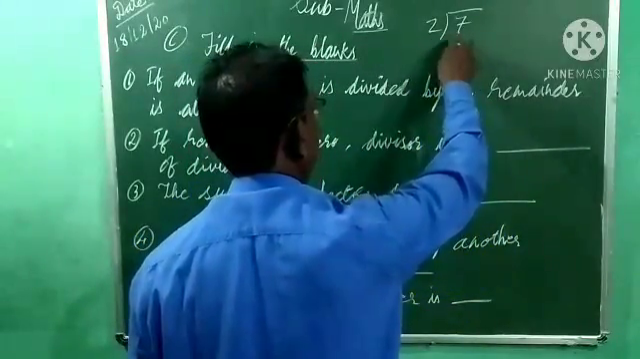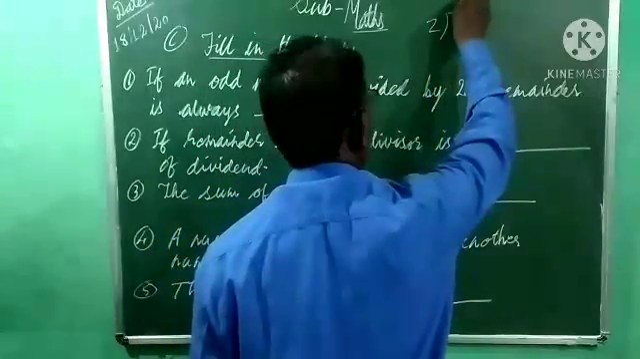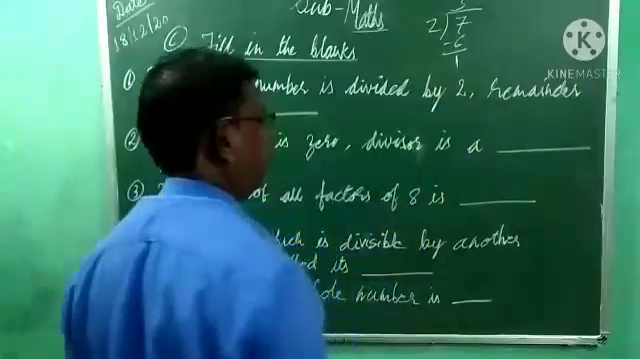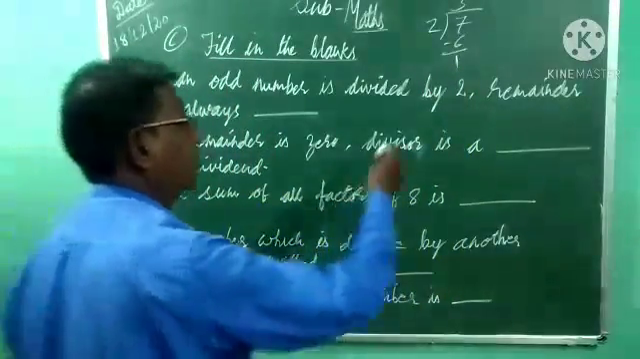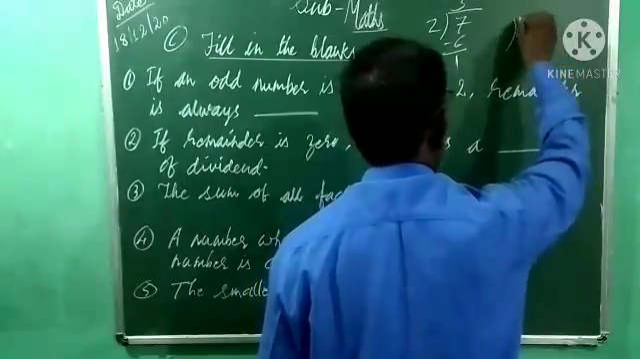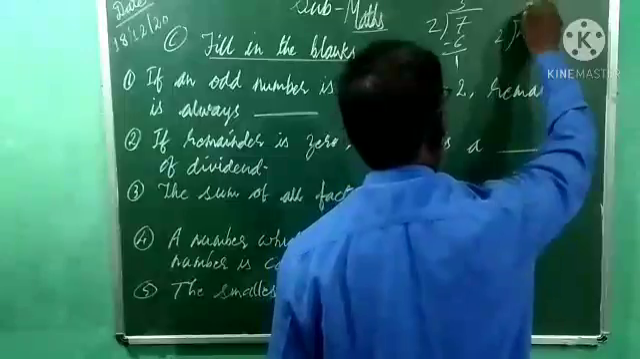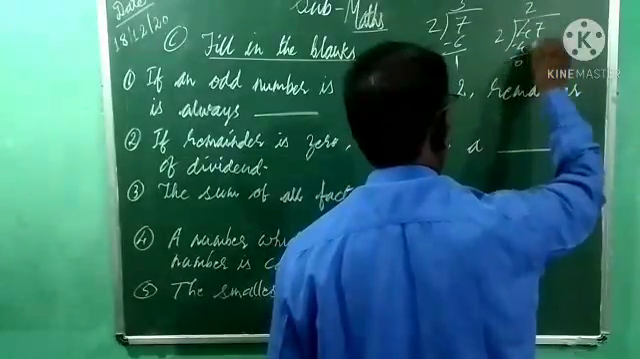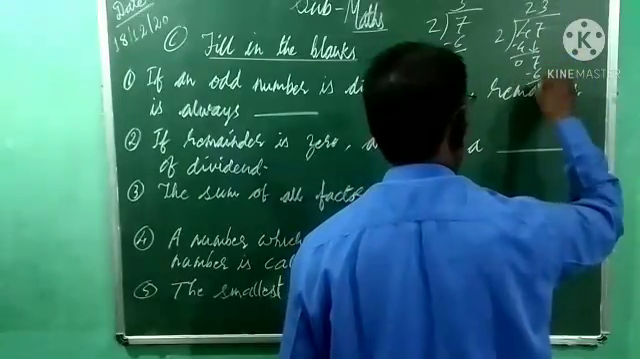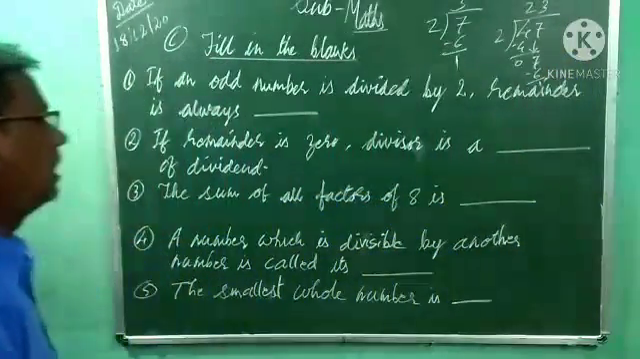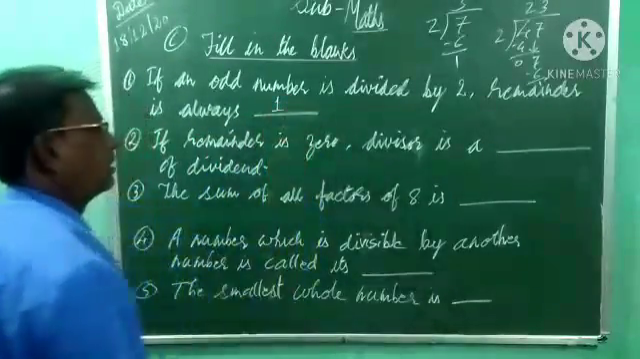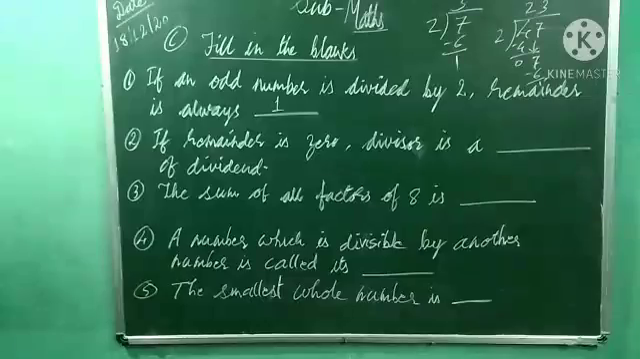2's table, nearest number: 2 1s are 2, 2 2s are 4, 2 3s are 6. Now 7 minus 6, 1. What are we getting? Remainder here, 1. Take any odd number, for example, you can take 47 also. 47 also we are taking, dividing by 2. 2 2s are 4. 4 minus 4, 0. Now bring this 7 down. 2 3s are 6. Now 7 minus 6, 1. If we are dividing any odd number by 2, then remainder is always what? 1. Understood?